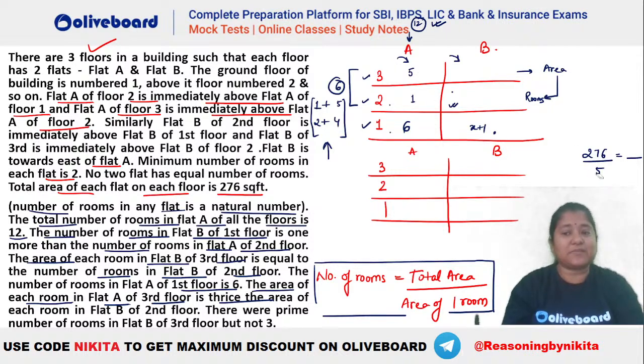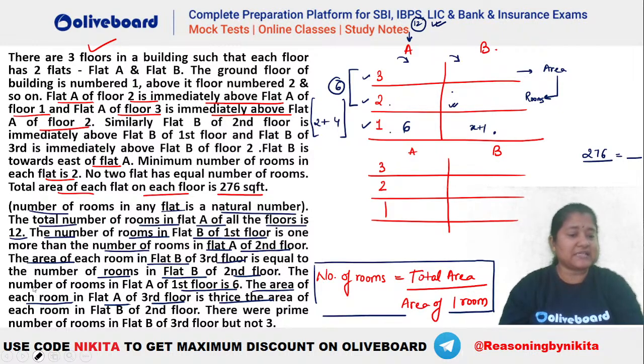So 5 rooms, is it possible anyways? No, because you can see 276 is not a multiple of 5 here. So that means 1 comma 5 is not a possibility, hence it has to be 2 comma 4, right? Now you will need to understand how we divide this 2 comma 4, whether this is 2 and this is 4, or whether this is 4 and this is 2.